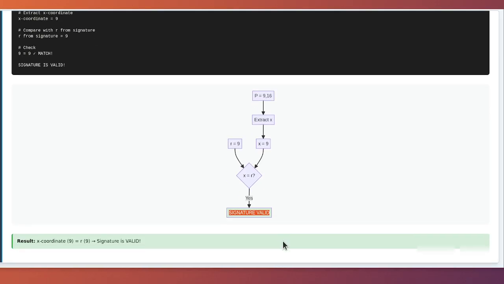Mathematics has verified that this signature could only have been created by someone who knows the private key corresponding to the public key Q. If the message had been changed, if the signature had been forged, or if we were using the wrong public key, the x-coordinate would not match r. But with x equals r equals 9, we have mathematical proof that the signature is genuine and that the message is authentic.